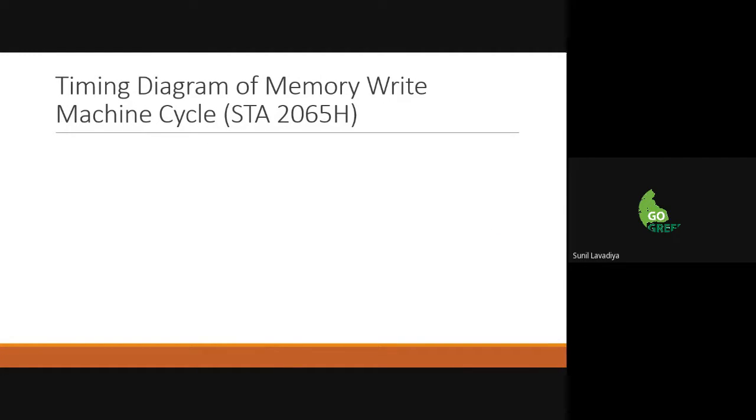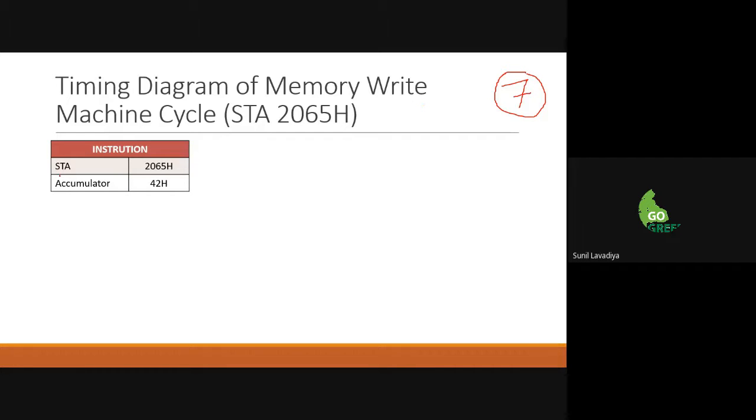Now the second program. The question asks: draw the timing diagram of a given instruction like STA 2065. This kind of question is asked for 7 marks. In this one, let's consider STA is available at an address, and the data available is 42. So 42 we have to transfer to the address 2065.